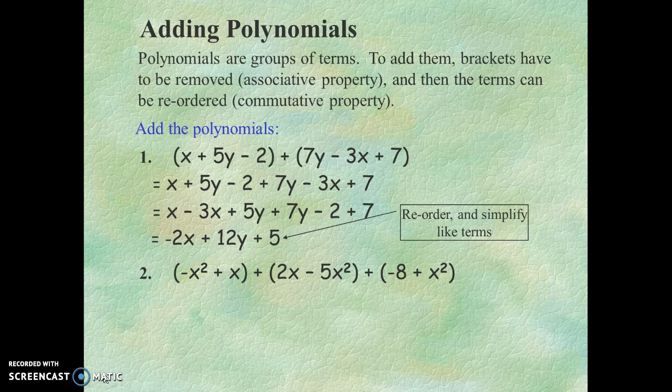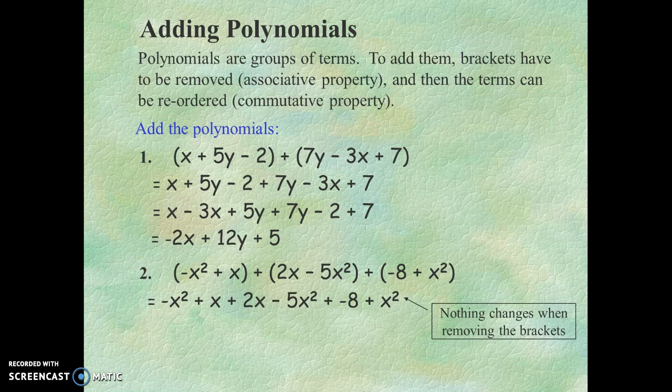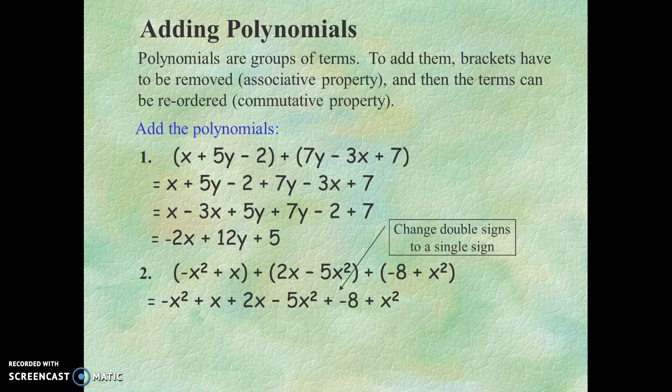In number 2, we have the same idea here. We've got brackets that can be removed. Everything is added, so that's the good part. Nothing changes when you remove the bracket. And now, same deal, we're going to reorder the terms. Watch out for the double sign, by the way. We don't like those. So we'll just change that. A plus and a minus turns to a negative.